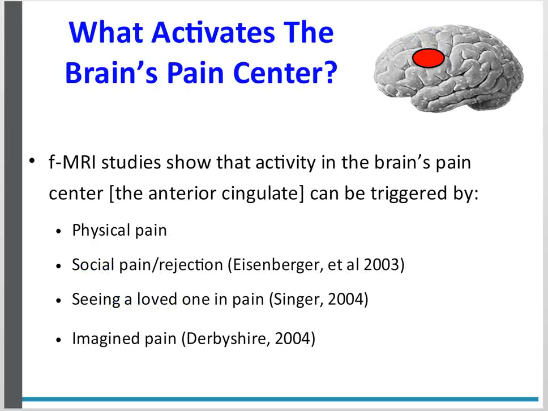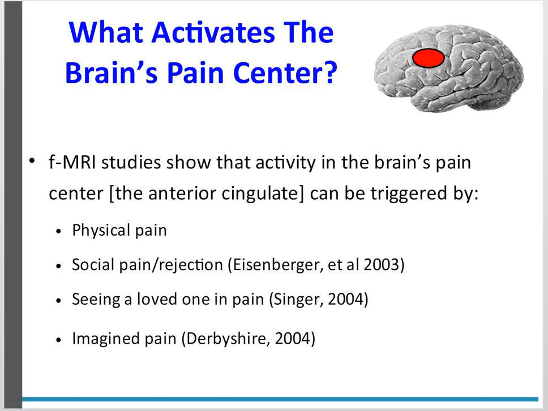The close interrelationship between pain and emotion is confirmed by fMRI studies of the brain. The brain's pain center has been identified as the anterior cingulate cortex. Activity there can be triggered by physical pain, of course, but also by social pain or rejection, by seeing a loved one in pain, or by imagining pain. Thus, the brain's pain center is activated by both physical and emotional pain.